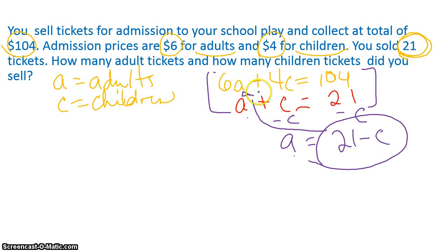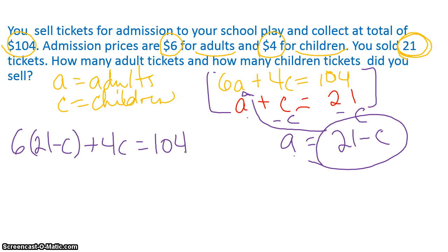Now I'm going to take that and substitute it back into my first equation. So I'm going to have 6 times what I just found for my A, which is 21 minus C, plus the 4C, equal to the 104. What are we going to do with that 6? That 6 outside the parentheses, we need to distribute, right? So 6 times 21 would be 126. 6 times the negative C would be negative 6C.